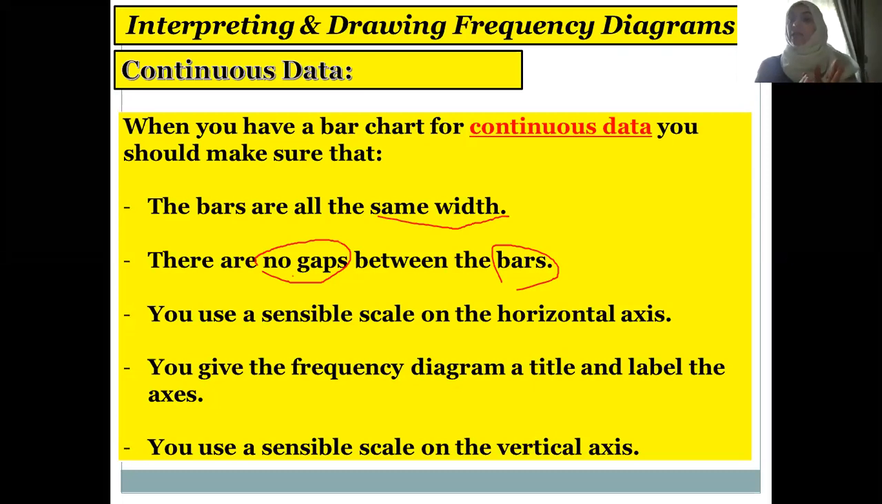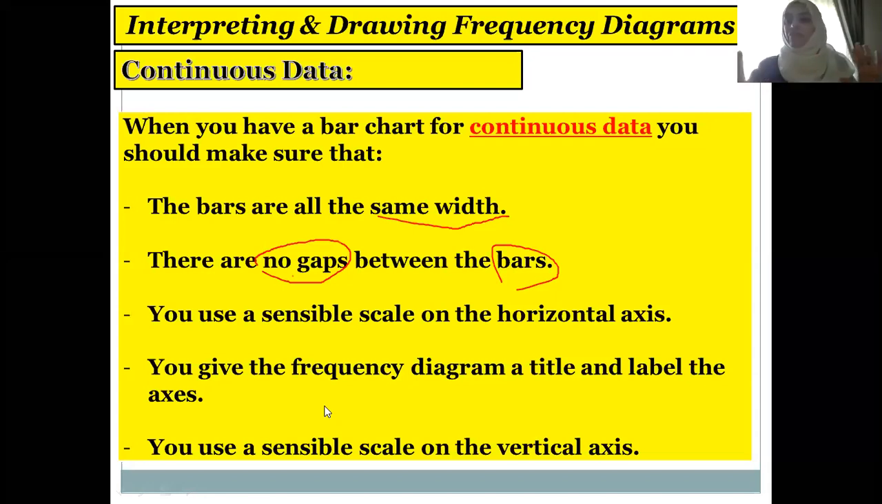In this case, we can't have just bars and spaces between these bars. No, we should have continuous type of data, and the bars, of course, should have the same width, and there are no gaps between the bars. And we should see a sensible scale on both horizontal and vertical axes. We give the frequency diagram, of course, a title, and we should label these axes.